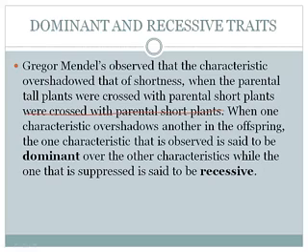Now, what Gregor Mendel observed was that the trait for shortness was overshadowed when the parent is tall. When one characteristic overshadows another in the offspring, the one characteristic that is observed is said to be dominant. Now let's take for instance, let's use T to represent tall, and small letter t to represent short.